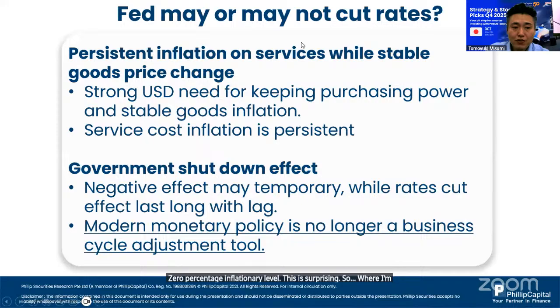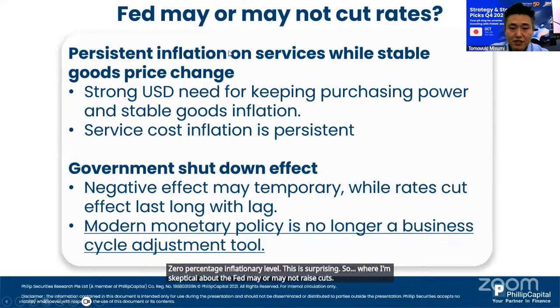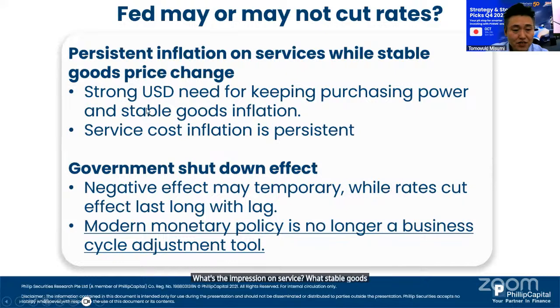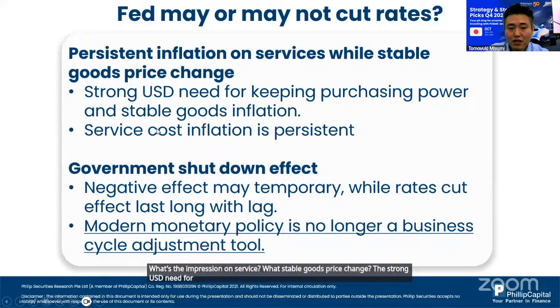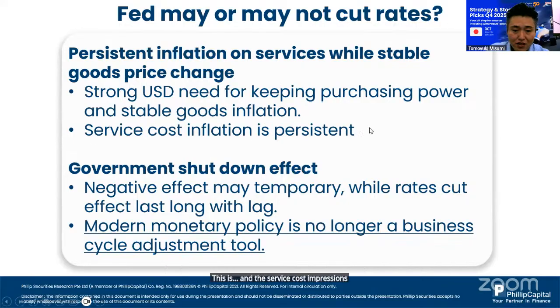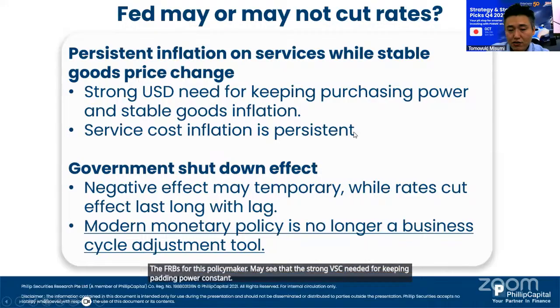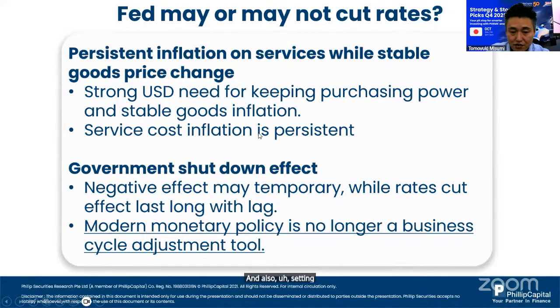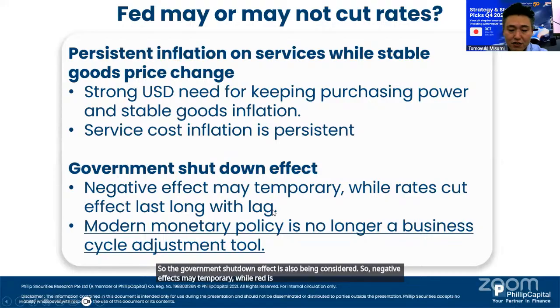I'm skeptical about whether the Fed may or may not cut rates, given inflation in services while goods prices are stable. A strong USD is needed for keeping purchasing power and stable goods inflation, and service cost inflation is persistent. So the Fed's policymakers may see that a strong USD is needed for keeping purchasing power constant, and also for moderating inflation.